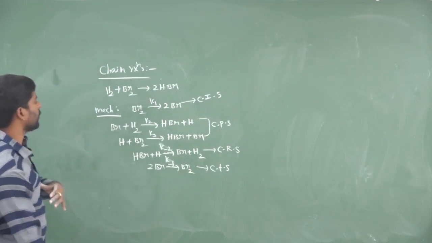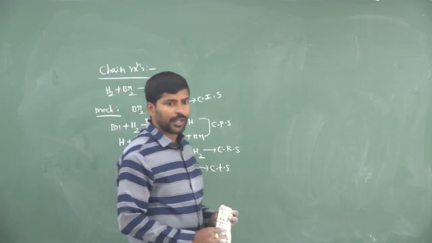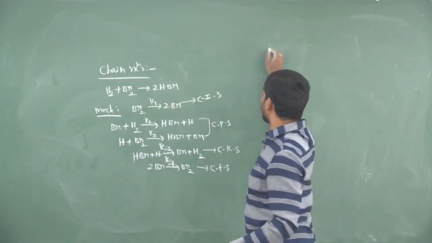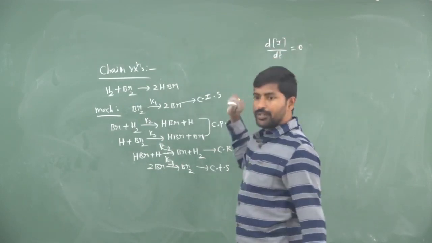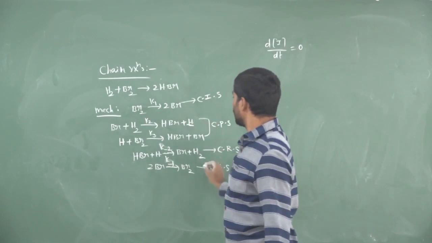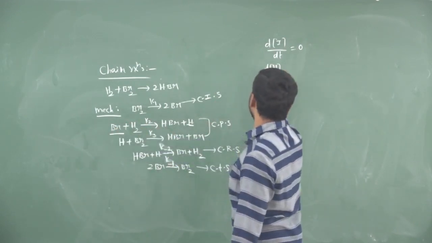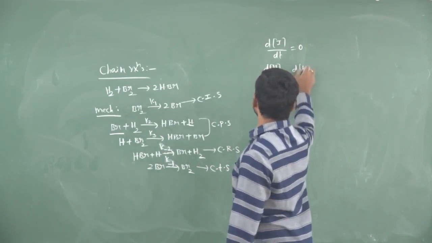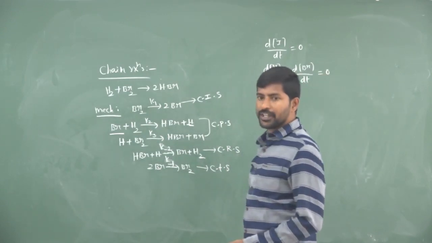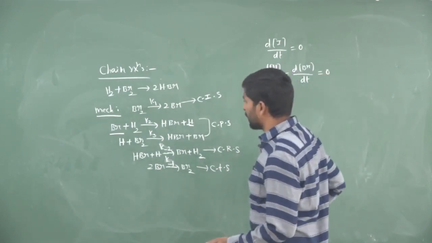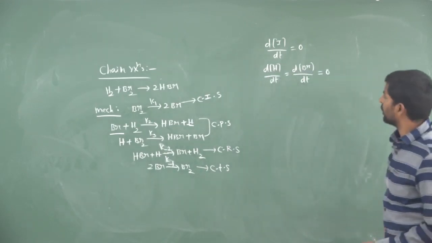Okay. How to give the rate equation? The rate equation we can give by following steady state approximation. According to steady state approximation, the change in the concentrations of intermediates with time is equal to 0. What are the intermediates we have? One is hydrogen radical and another one is bromine radical. So therefore dH by dt and dBr by dt is equal to 0 according to steady state approximation. That question was given previously, okay, both are equal to 0.